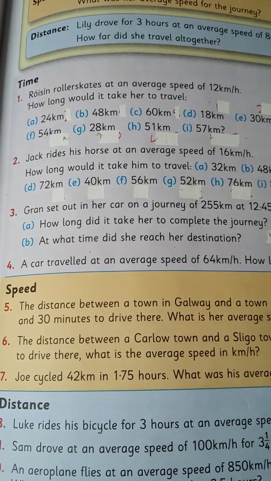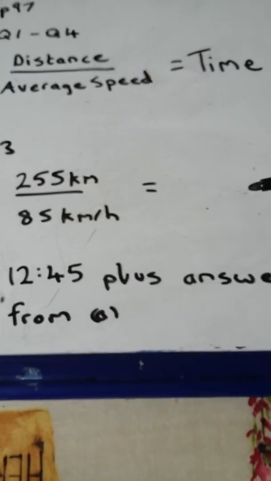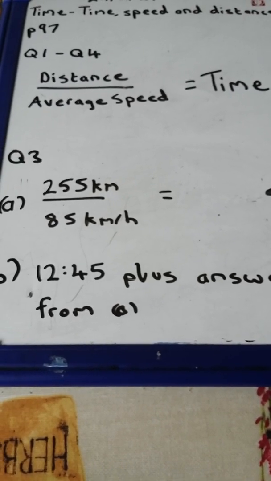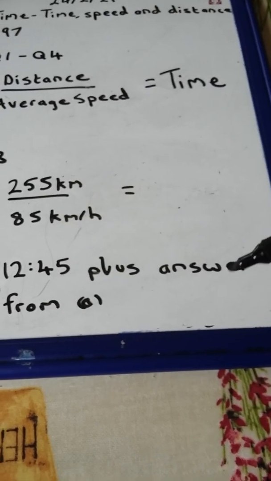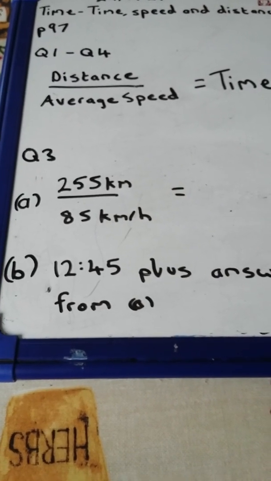For part 3b, at what time did she reach her destination? You'll take your answer from A. She started at 12:45 plus your answer from A will give you the time she'll arrive at her destination.